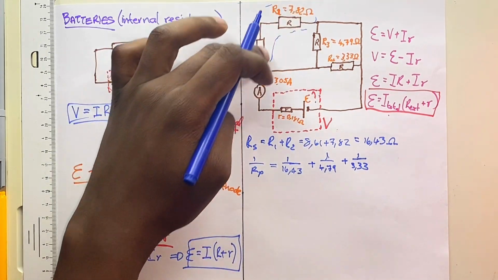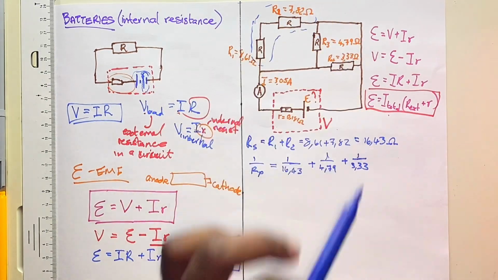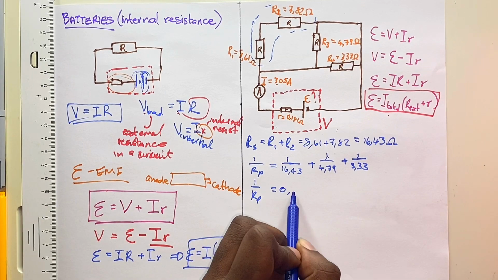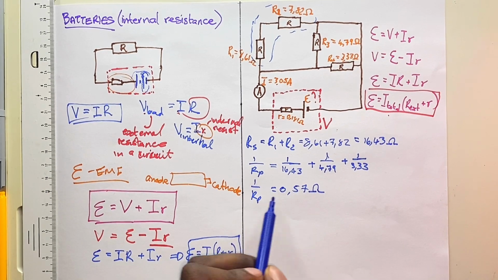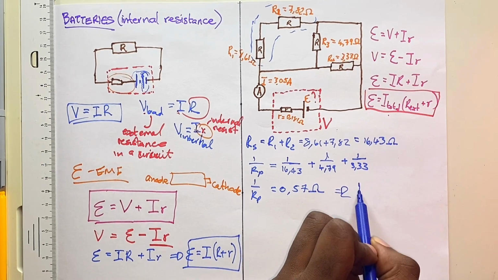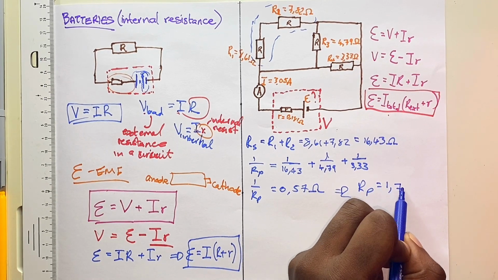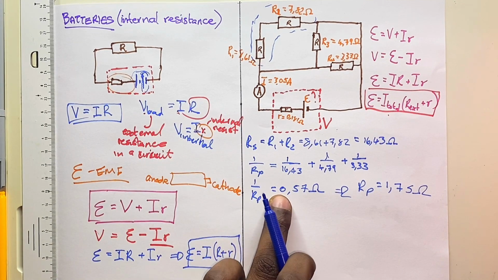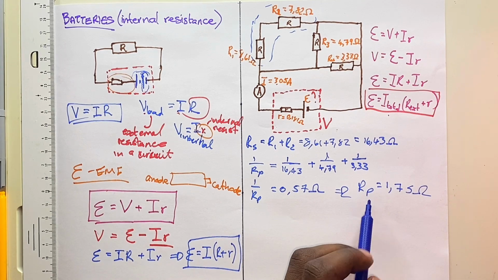So these ones form one resistor since they are connected in series, and it is parallel to the other two resistors. And we add all those up to get 0.57 ohms. But this is the inverse, so we'll need to invert this to find R parallel. So R parallel will be given by 1.75 ohms, which is the inverse of this. So we just say 1 over 0.57 to get the total resistance in parallel.